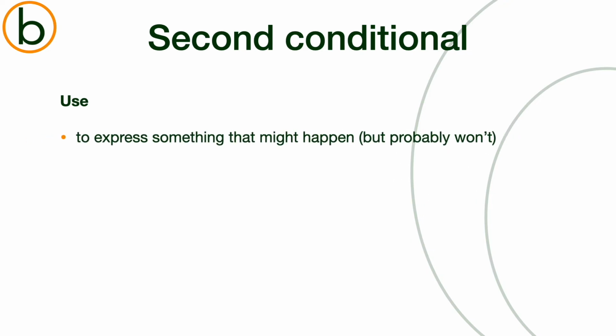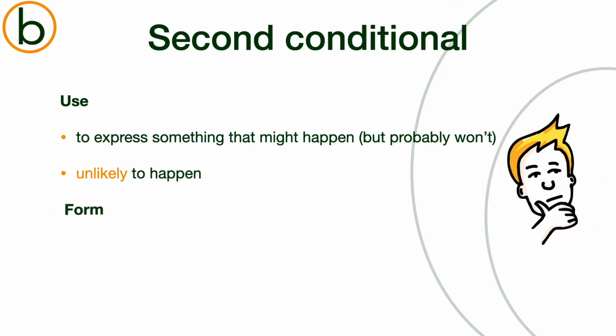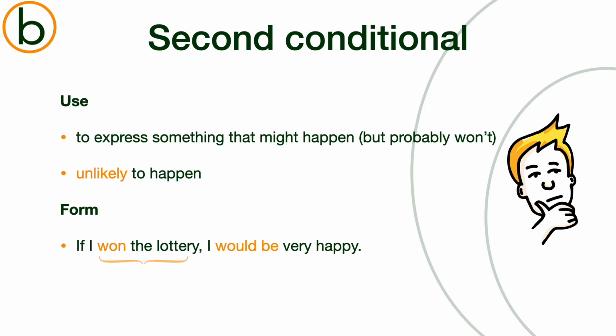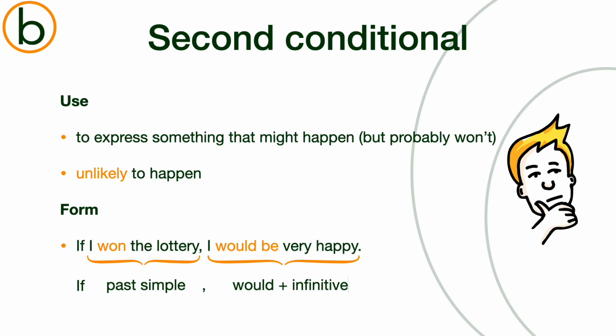In the second conditional, we express something that might happen, but probably won't. It's unlikely that it will happen, but it's not impossible. For instance, if I won the lottery, I would be very happy. The chances that you will win the lottery are very slim. It's very unlikely that you will win the lottery, but it's not impossible. If we look at the sentence, we can see the if clause, which has a past simple, I won, and the second part uses would plus infinitive.